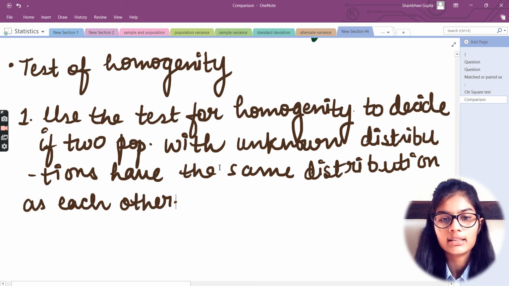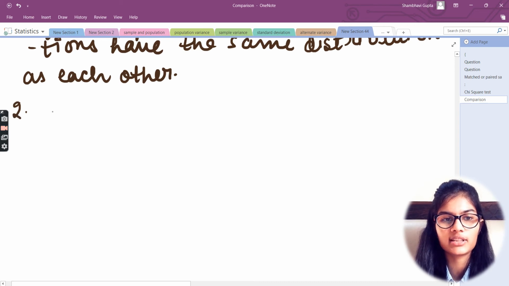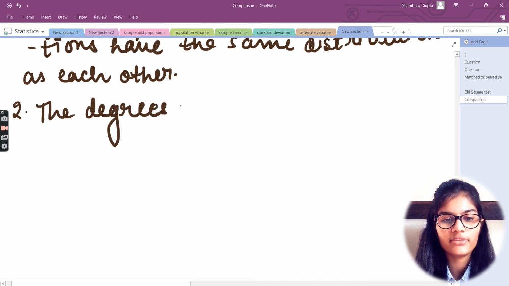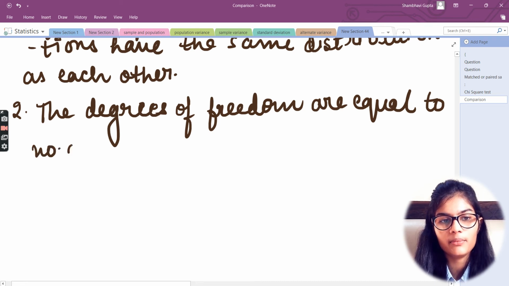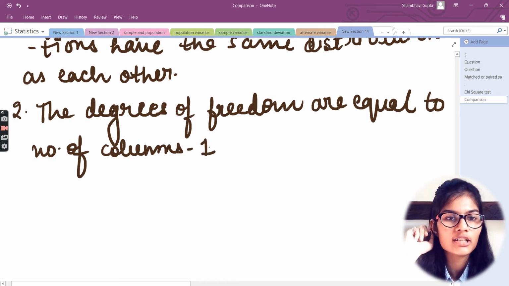Okay, now let me just calm down here. What is the second point that we have? The second point is that the degrees of freedom are equal to the number of columns minus 1. Right, this is what the degrees of freedom are.